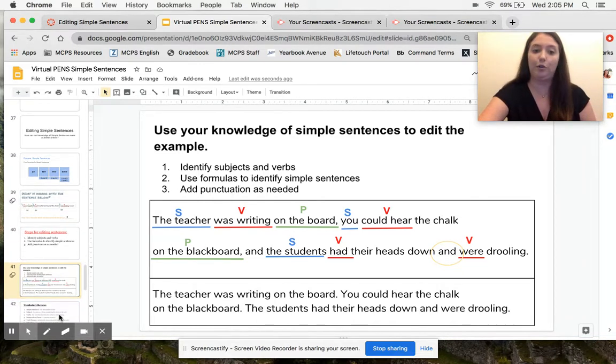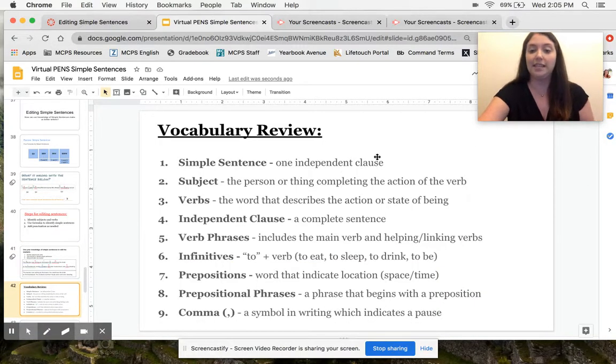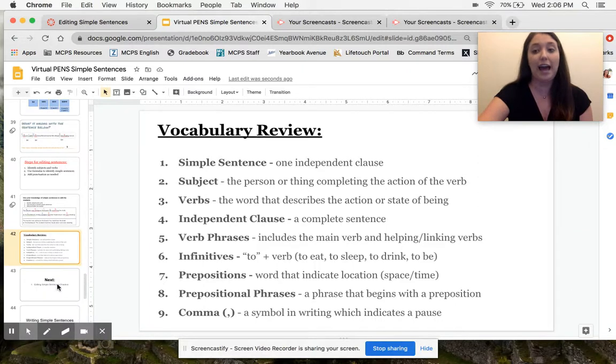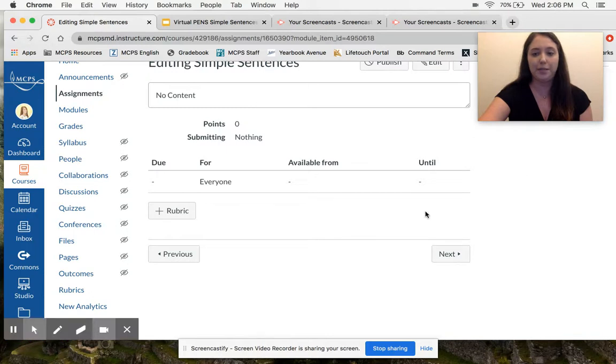Okay, quick vocabulary review. Simple sentences, again, are 1 independent clause. Subject, verbs, independent clauses. These are all words that you should be really comfortable with by now. Verb phrases, infinitives, prepositions, prepositional phrases, words that indicate location, and the phrase that begins with the preposition, and then, of course, commas.